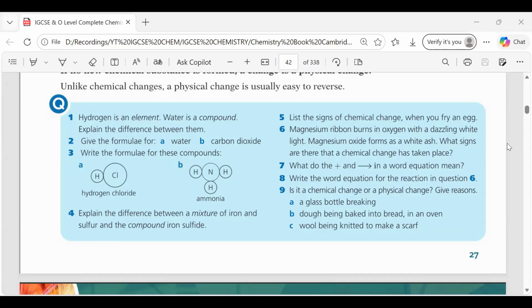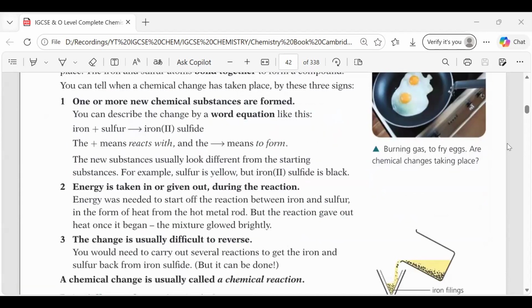They are saying list the signs of a chemical change. What are the signs? We have discussed the signs. These are the 3 signs. Now you see on the right side there is an image of a fried egg. So they are asking in this fried egg which signs are you getting from these 3?